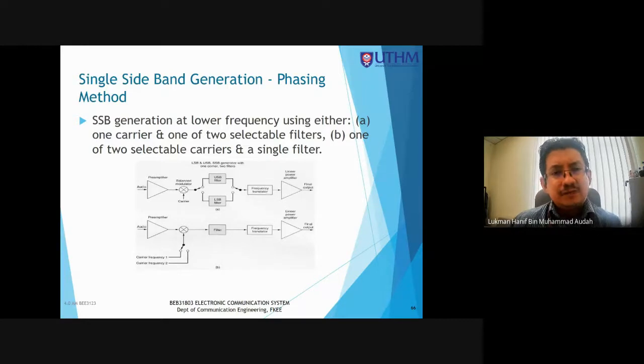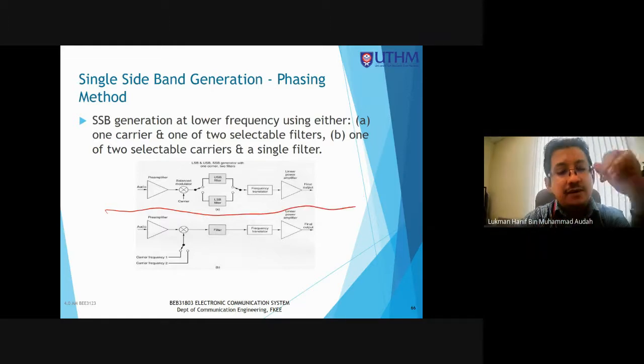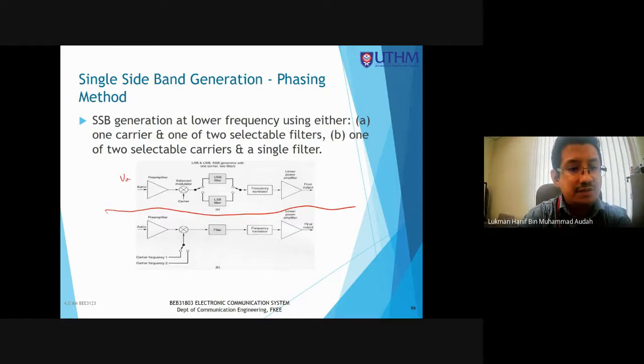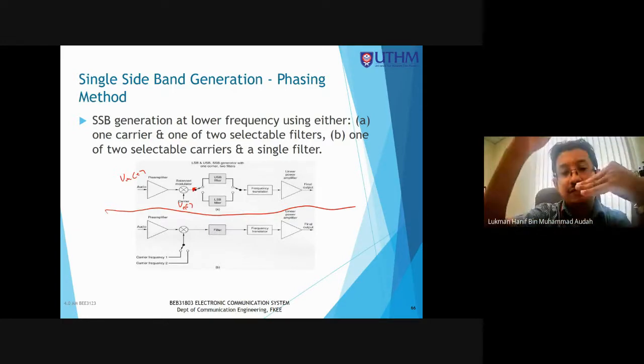Dan phasing method juga ada beberapa kaedah yang lain yang mana dia menggunakan lebih daripada satu filter. Kalau dilihat gambar rajah A yang atas ni, gambar rajah A ini ada preamplifier di sini. This is VMT di sini, carrier di sini VCT, dan kita menghasilkan output di sini adalah double sideband suppressed carrier. So we can use two types of filter.